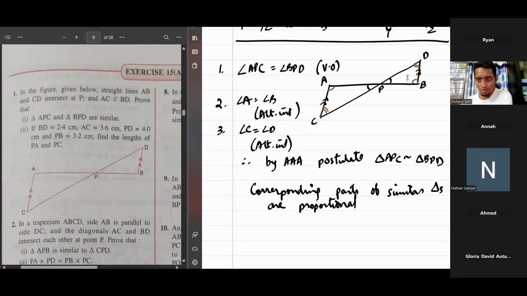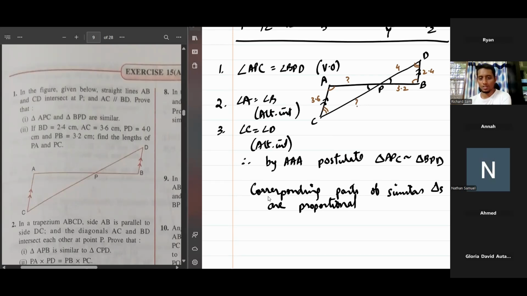BD is 2.4 centimeters. AC is 3.6. PD is 4. And PB is 3.2. Find the length of PA and PC. Okay, so it's to do with all the sides.